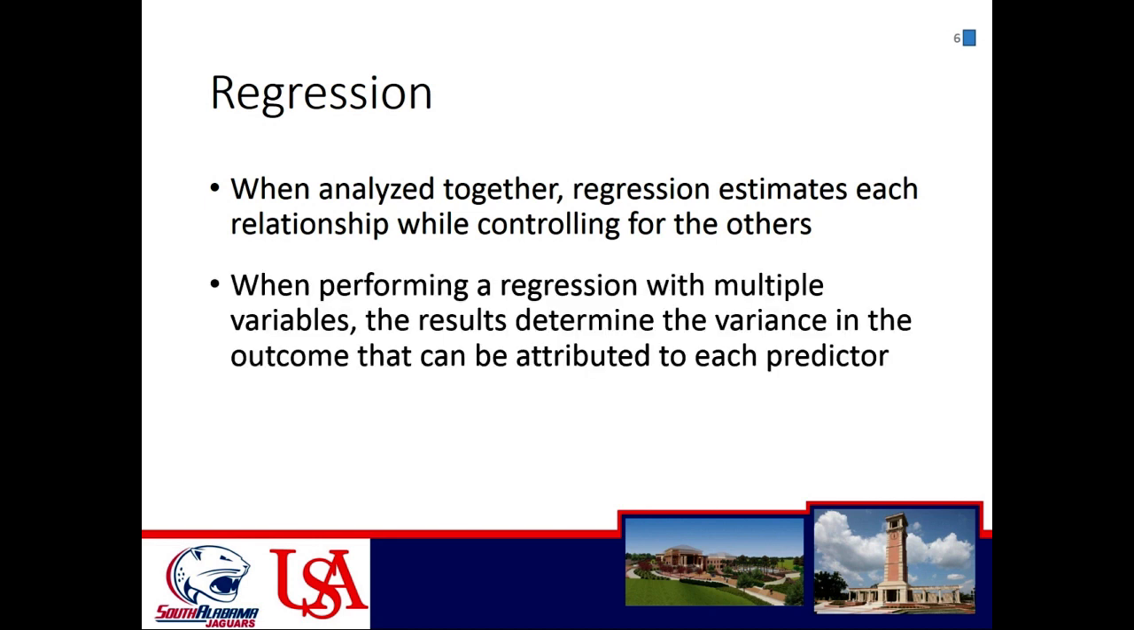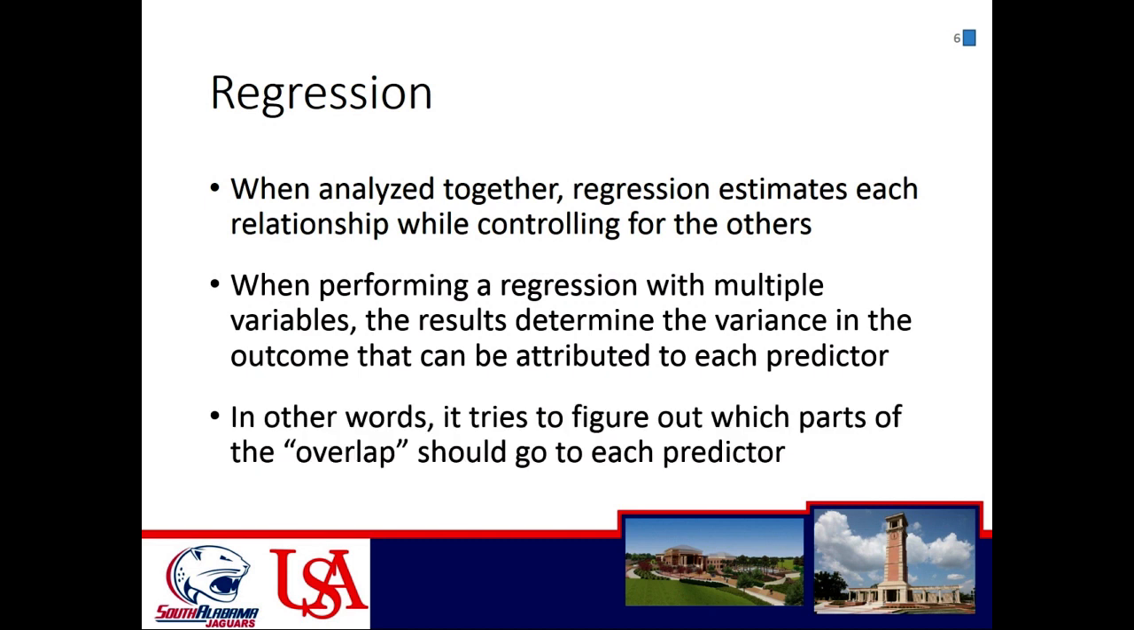So when performing a regression with multiple variables, the results determine the variance in the outcome that can be attributed to each predictor. So therefore, it's a very powerful tool, and it gives you more nuanced information than just a correlation or just a regression with one predictor if you have more than one predictor. So in other words, it tries to figure out which parts of the overlap should go to each predictor.